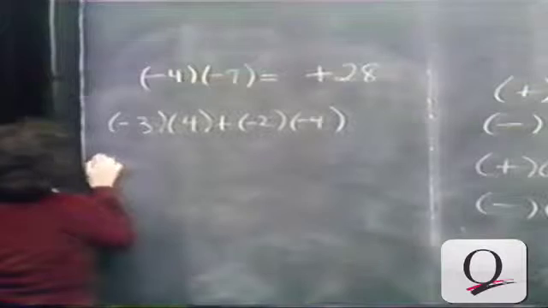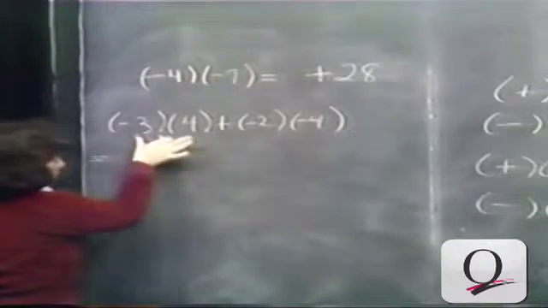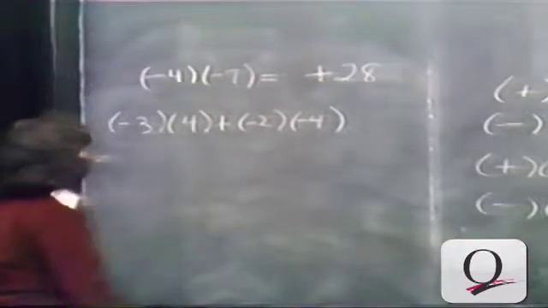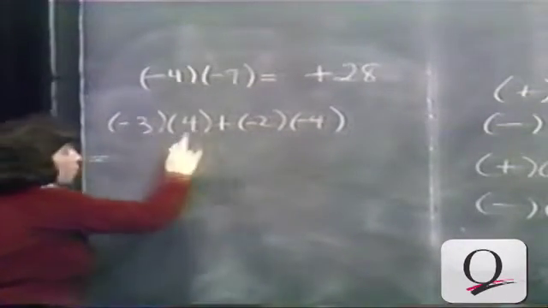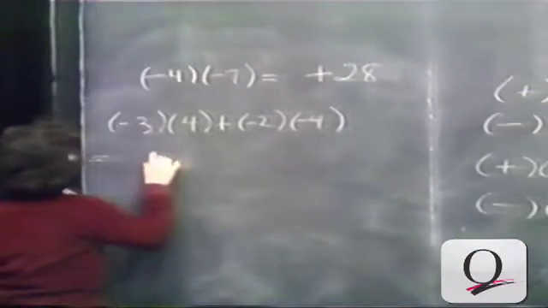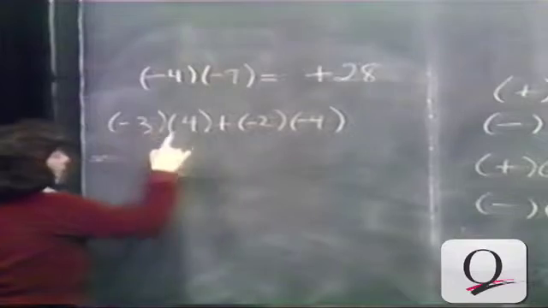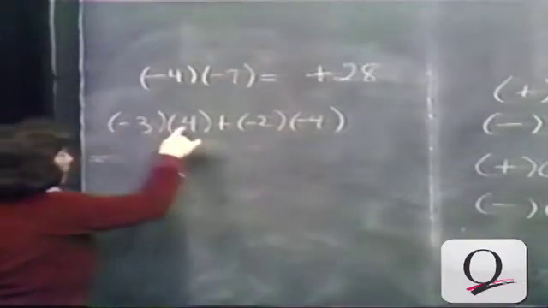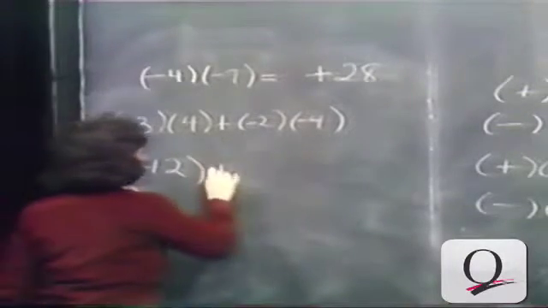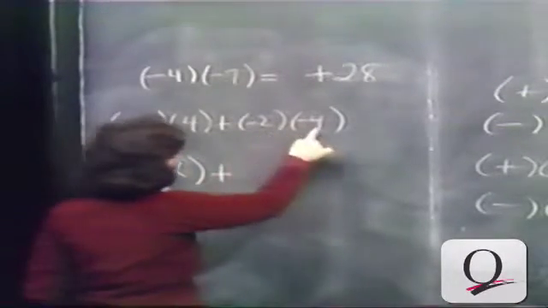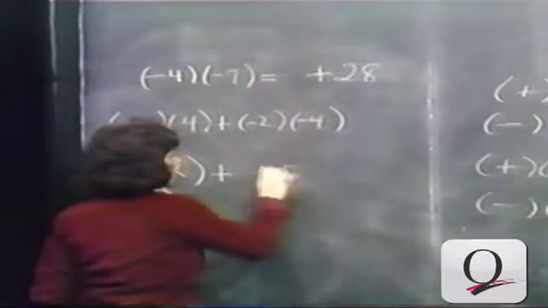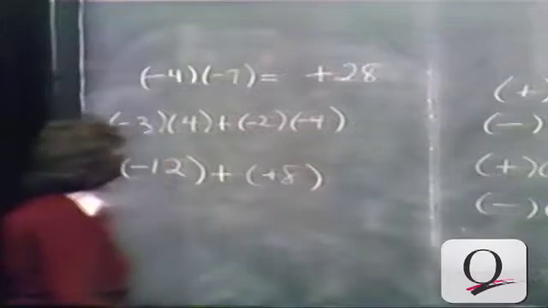Okay? This means that we have this multiplication to be performed, and then this multiplication, and then we will add the two results. Minus 3 times 4. This is minus 3 times plus 4. We multiply 3 times 4, we get 12. And since the numbers had different signs, negative and positive, we get negative 12. And then negative 2 times negative 4 gives us positive 8, with a plus sign because they have the same sign.